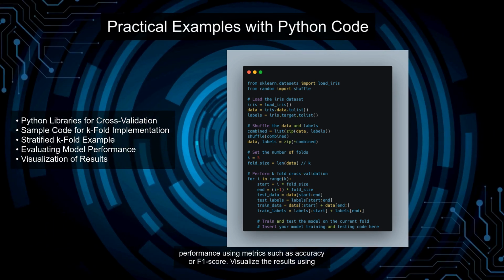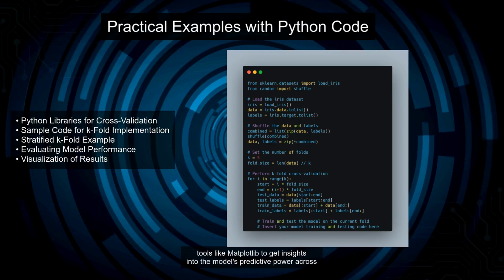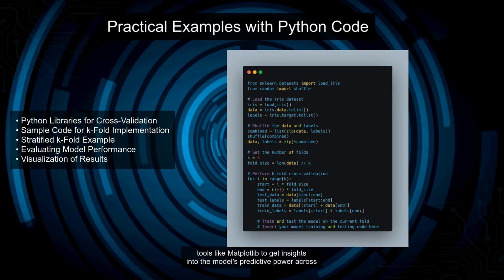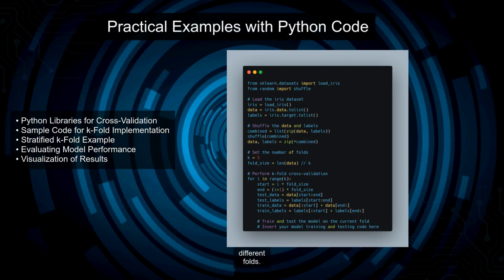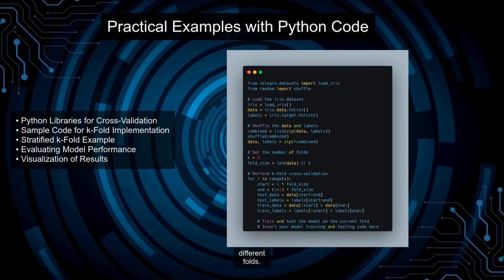After running the cross-validation, evaluate the model's performance using metrics such as accuracy or F1 score. Visualize the results using tools like matplotlib to get insights into the model's predictive power across different folds.